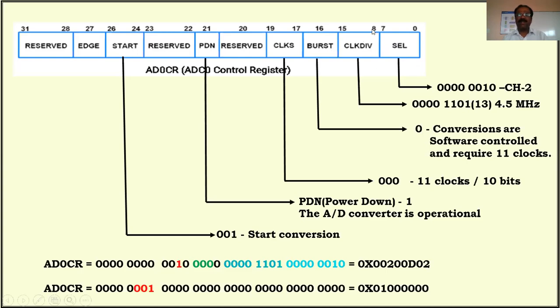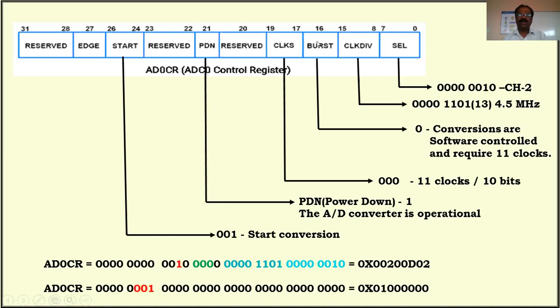Then, starting from bit number 8 till bit number 15, that is another 8-bit field. What is it reserved for? Clock division, because I need a clock of 4.5 megahertz. If you want to achieve 4.5 megahertz frequency, you have to load this value, 0001101, that is in binary, 13 in decimal, that is equal to D in hexadecimal. We have to write this value in this particular portion.